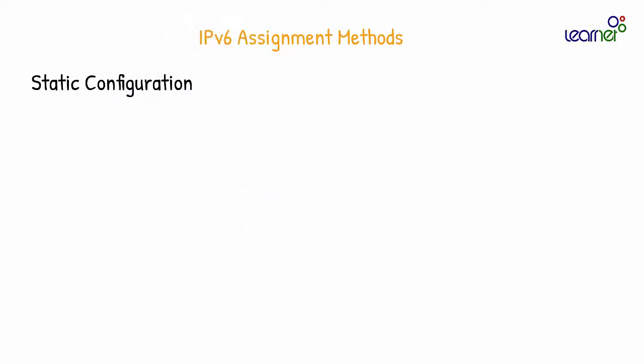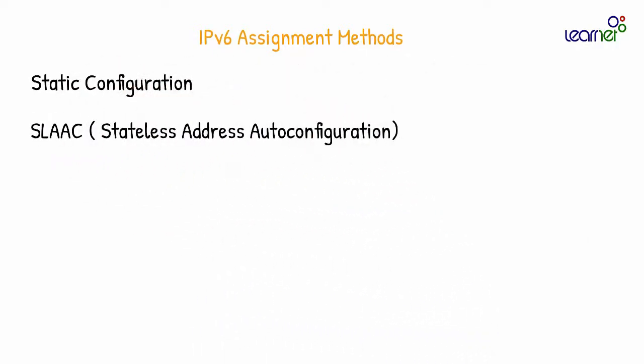There are different methods that we can use to assign IP version 6 addresses to hosts. The first one is static configuration. Just like IP version 4, we assign IP version 6 manually on the computer or host. The next method is called SLAAC, or stateless address auto configuration. With SLAAC, we use a method which is called modified EUI-64 or just EUI-64. I'll talk about it in a moment.